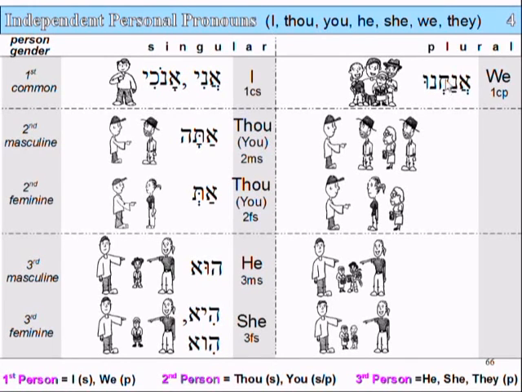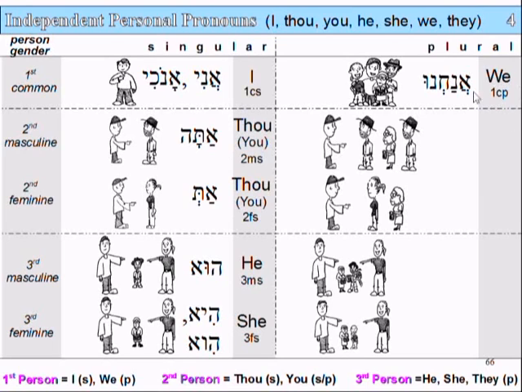Aleph, nun, chet, nun, shurek, or vav with a little dot in it. So that's a u sound. Anachnu. So if I want to say I in Hebrew, I say ani, or anochi. But if I want to say we, I say anachnu.